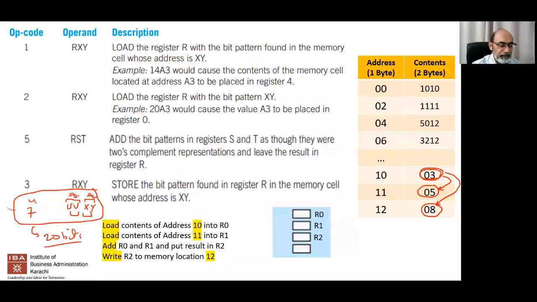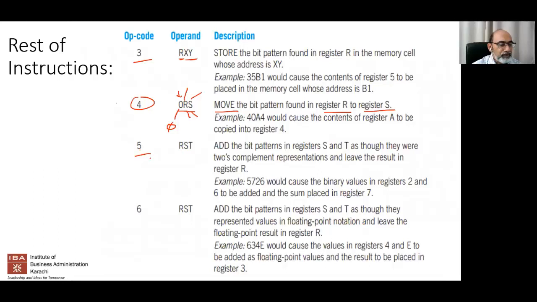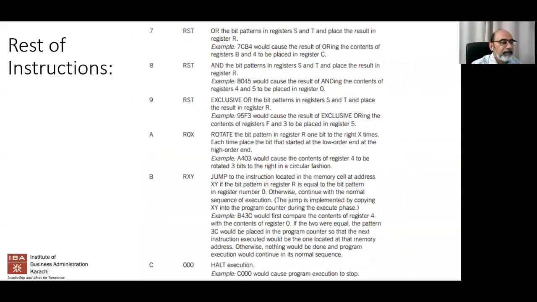Now, let's take a look at another opcode. So this was opcode number 4. Let's take a look at another opcode, say opcode 6. This says add the bit patterns in registers S and T and use floating point notation. Okay, that's a little bit more complex. Forget about that right now. Let's take a look at some of the other instructions.